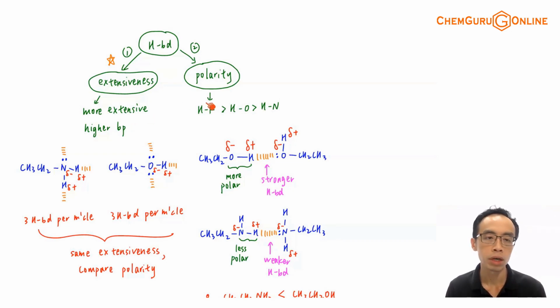Now the second factor comes in when the extensiveness is the same. If I have the same extensiveness, then if I consider a molecule that contains HF bond versus molecules that contain HO bond versus molecules that contain HN bond, since HF bond is more polar than HO bond and HN bond.